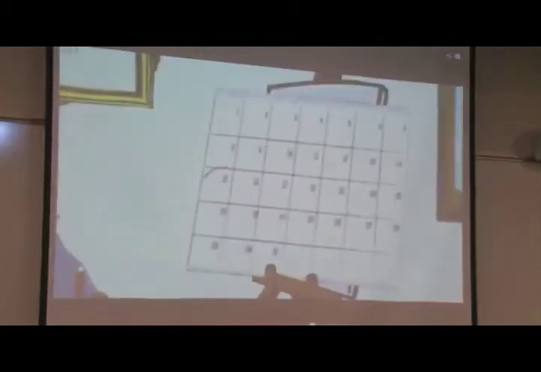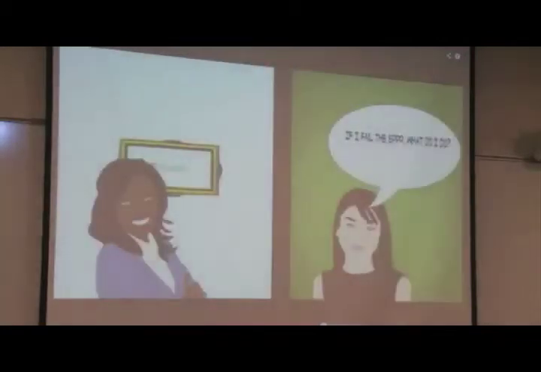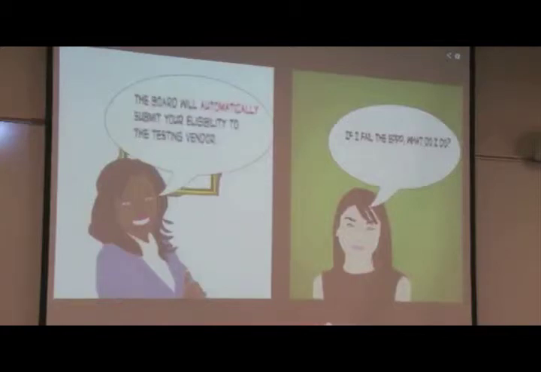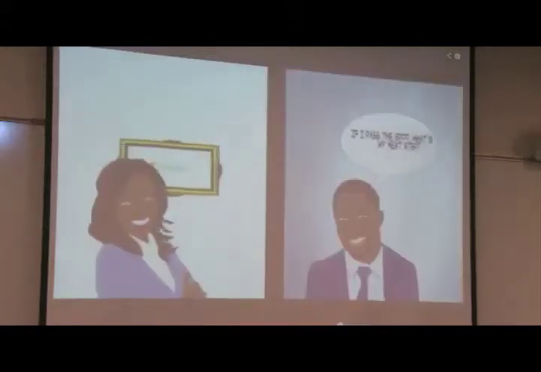When can I find out about my CPLE scores? The board releases scores the week following the 15th and 30th of every month. ASPPB will send each applicant an email notification regarding your score. The passing score for the CPLE is 500. If I fail the CPLE, what do I do? The board will automatically submit your eligibility to the testing vendor. You will receive an email notification from ASPPB and instructions on how to retake the exam.